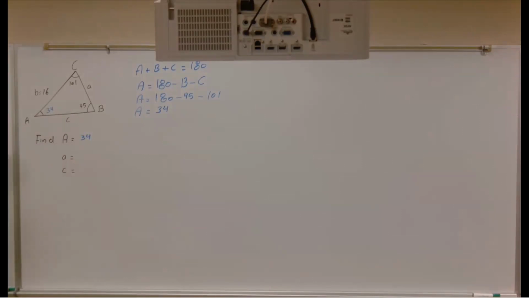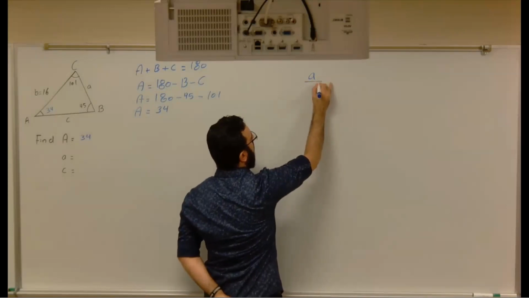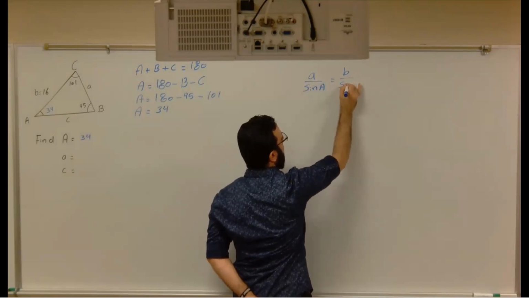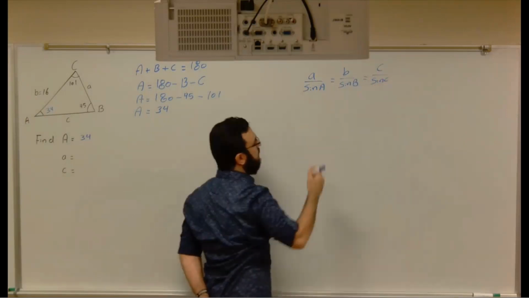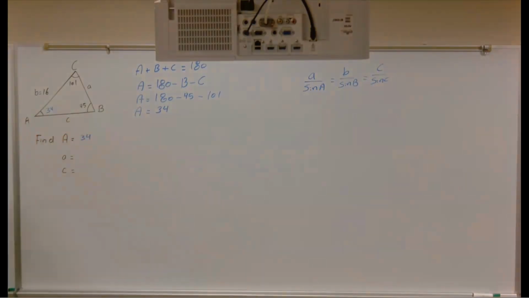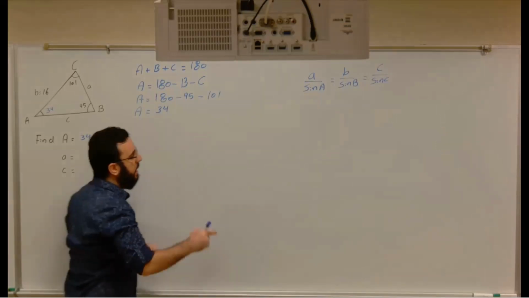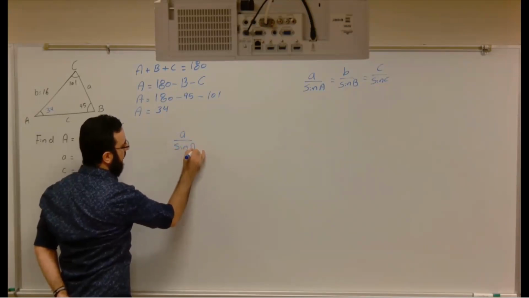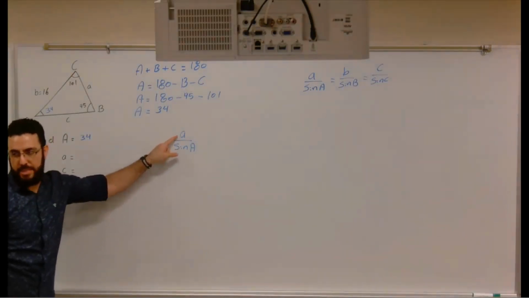Now, I need to find what? The side A. So if you look at the rule, it says A over sine A equals B over sine B equals C over sine C. Here is the rule, the law of sine. I need to find A. That means I'm going to write down here A over sine A. I have to write down this side because I need to find the side A.